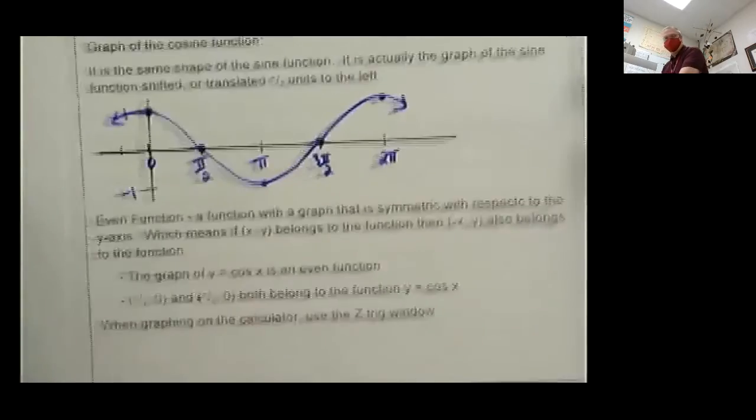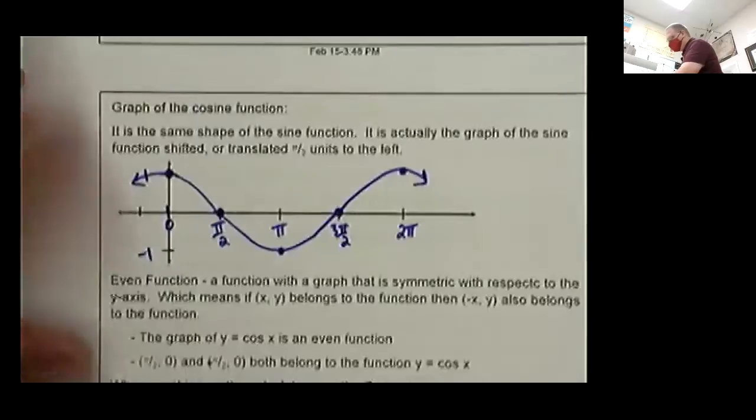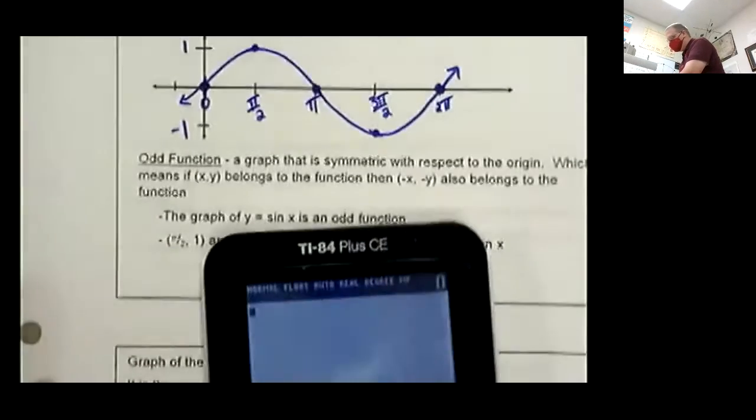And let's look at graphing these on the calculator. So let's look at graphing sine on the calculator. Remember, we're going to use the Z trig window.